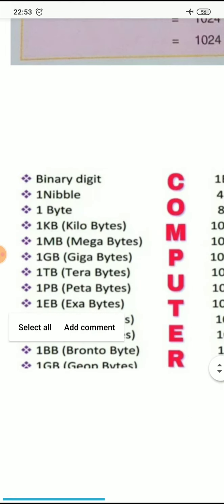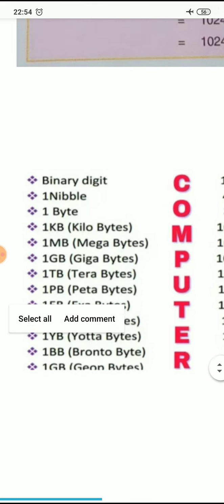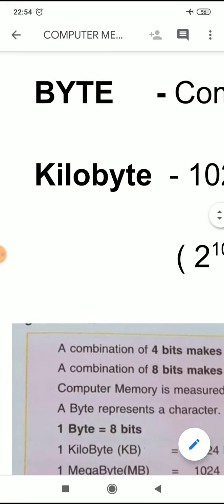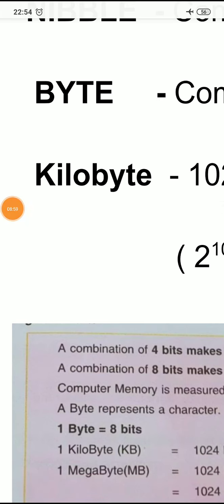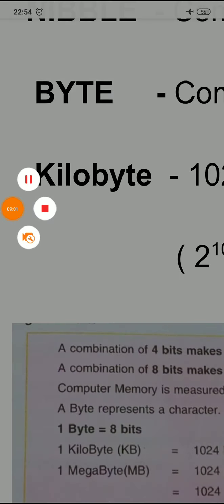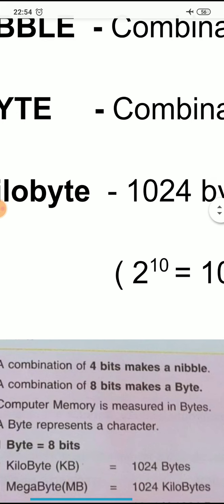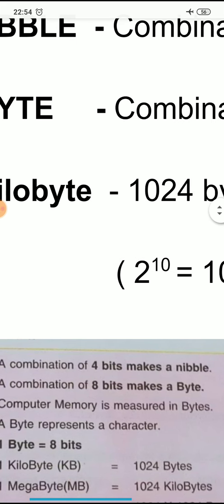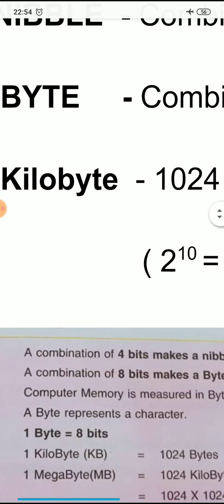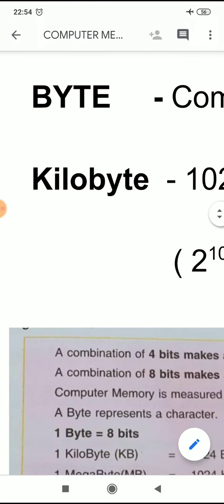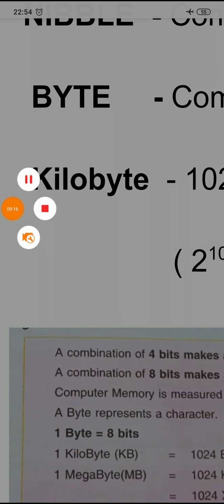Once again I am repeating why 1024 is taken: because binary stands for 2, and 2 raised to power 10 comes out to be 1024.